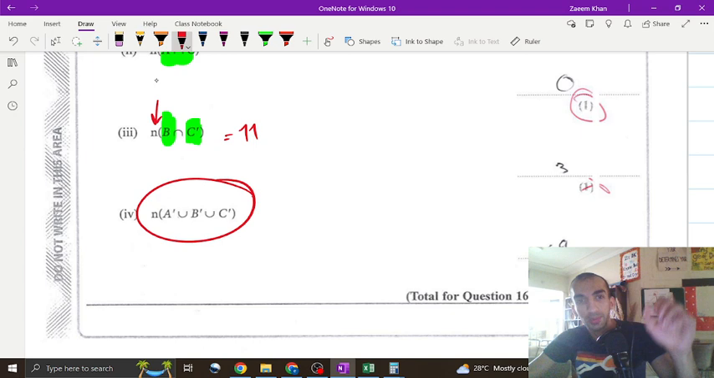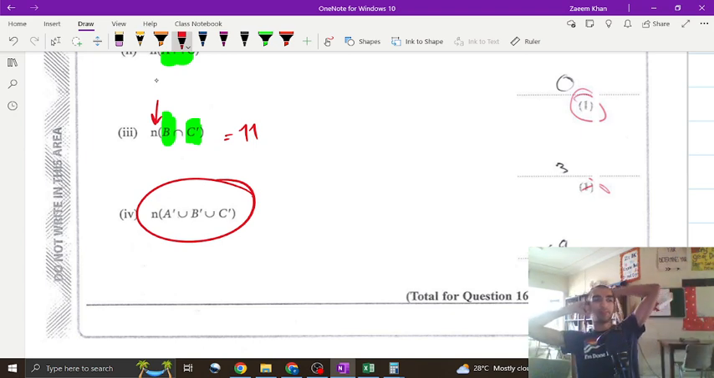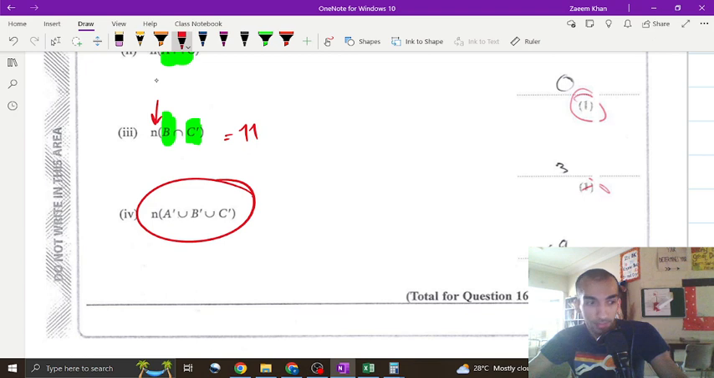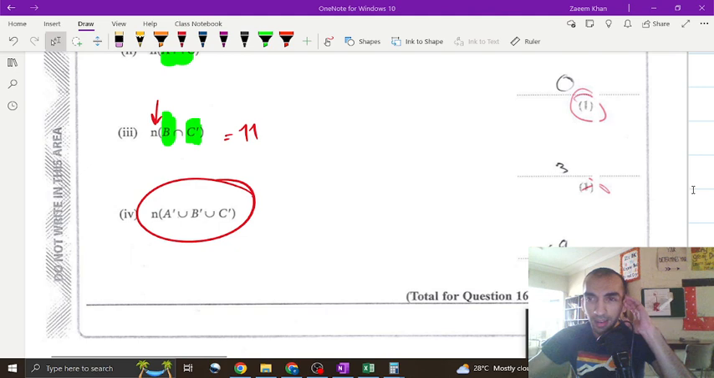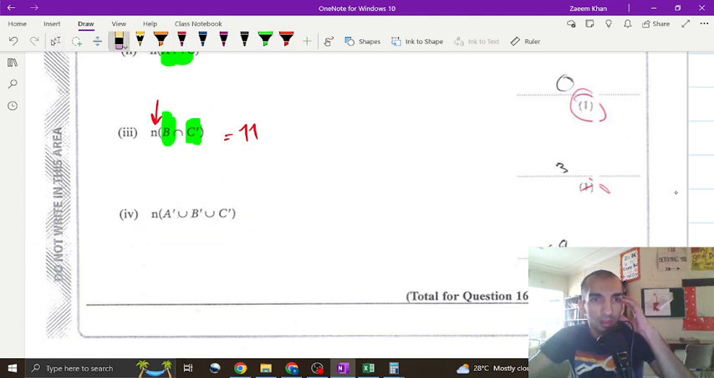Can you explain this question to me? So it's everything outside A, everything outside of A combined with everything outside of B, and then combined with everything outside of C. And then the number of elements there, right? So let's take it step by step.